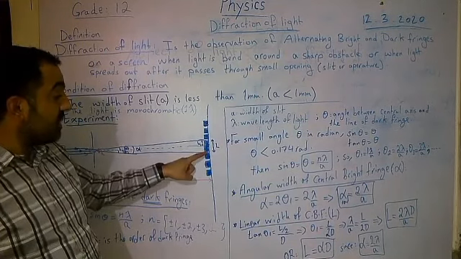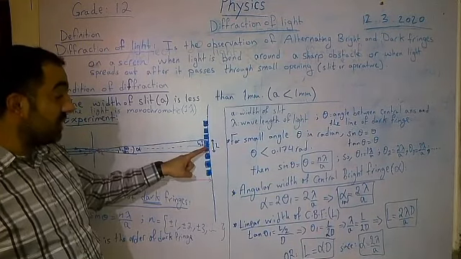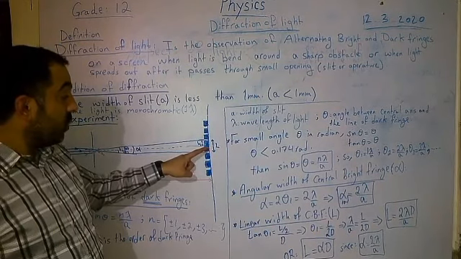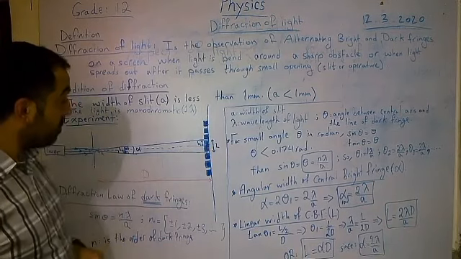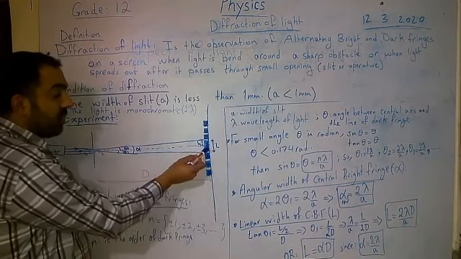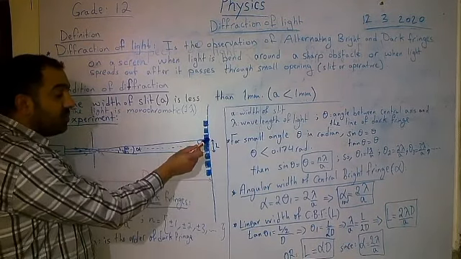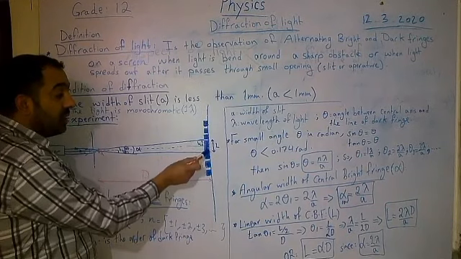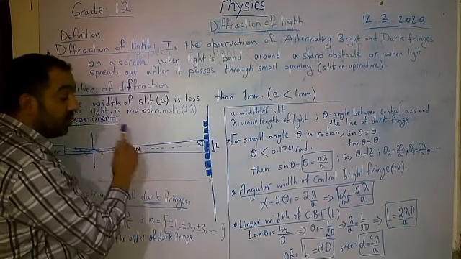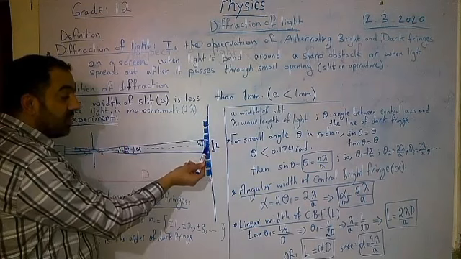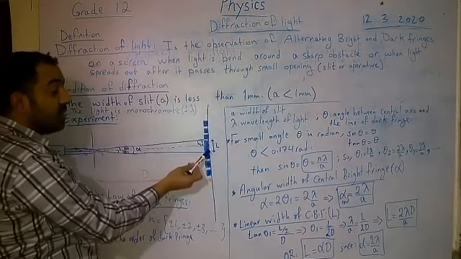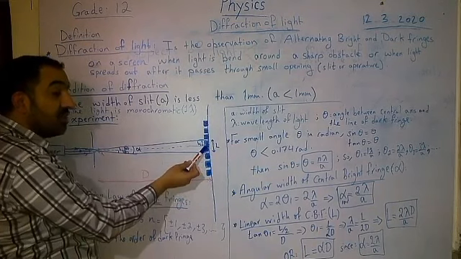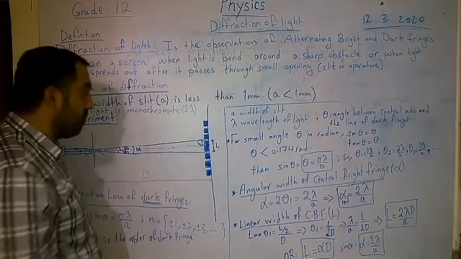This is called the central bright fringe, which is at the center of the screen. Around the central bright fringe we have dark fringes from above and dark fringes from below. In diffraction, the central fringe is always a bright fringe.